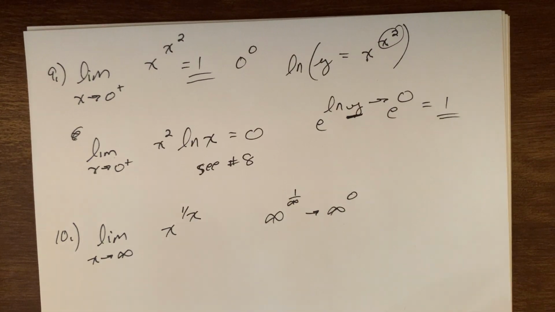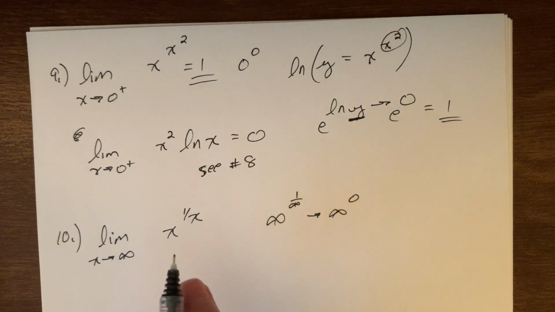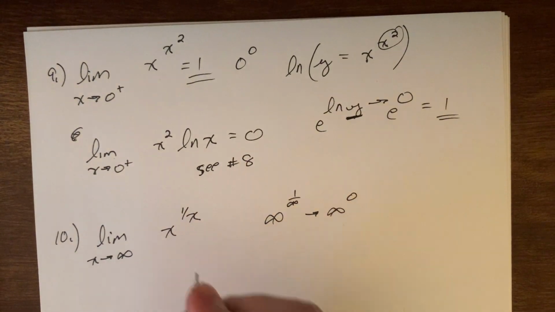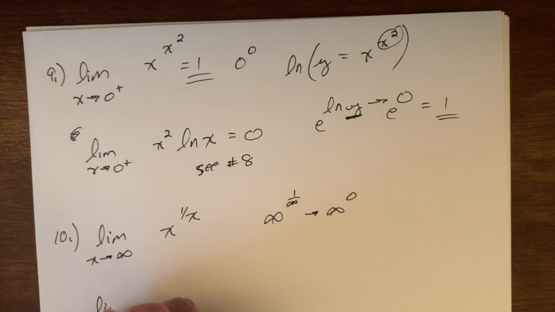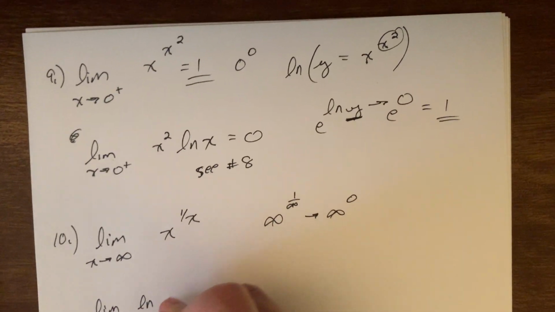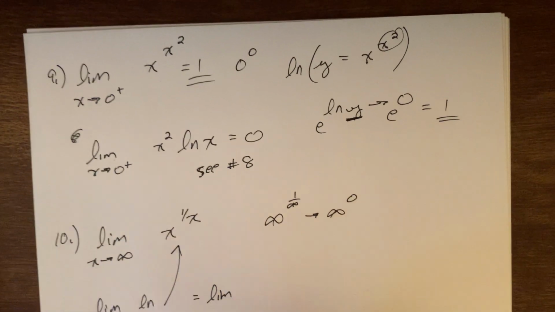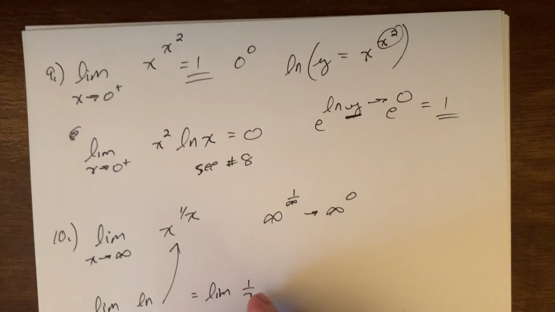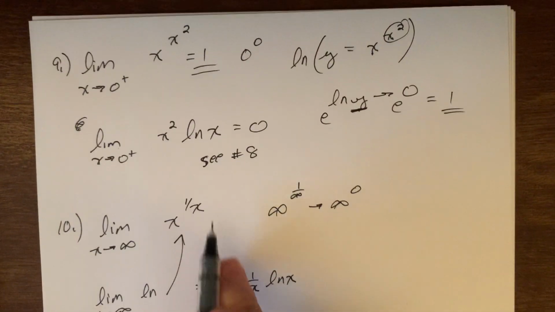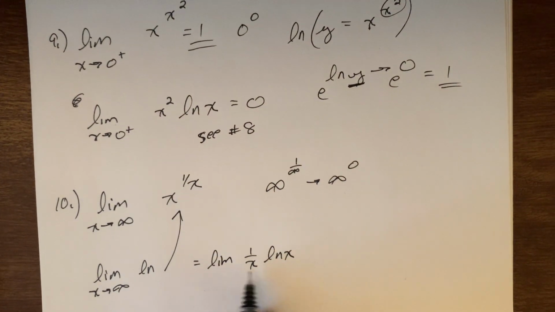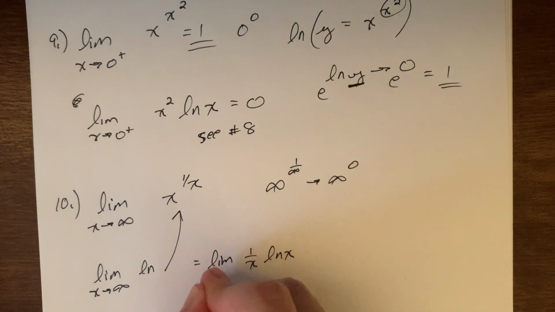So just like the last one, I'm going to take the log. So I'm going to set up a new limit problem. The log of this, and when I apply the log, that allows that 1 over x to kick out in front as a multiplier.